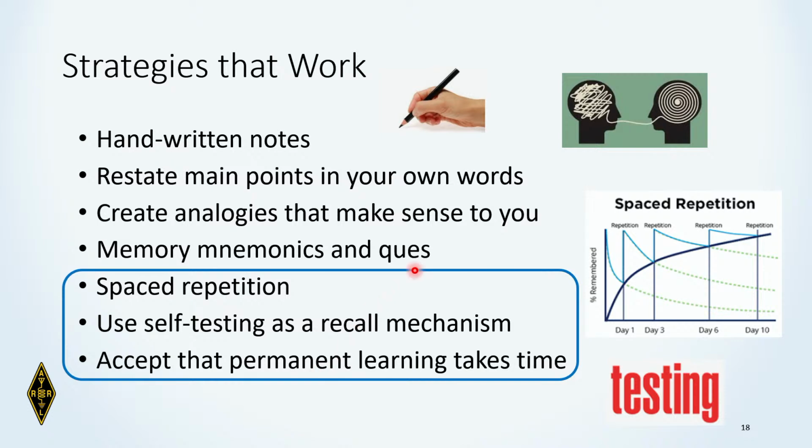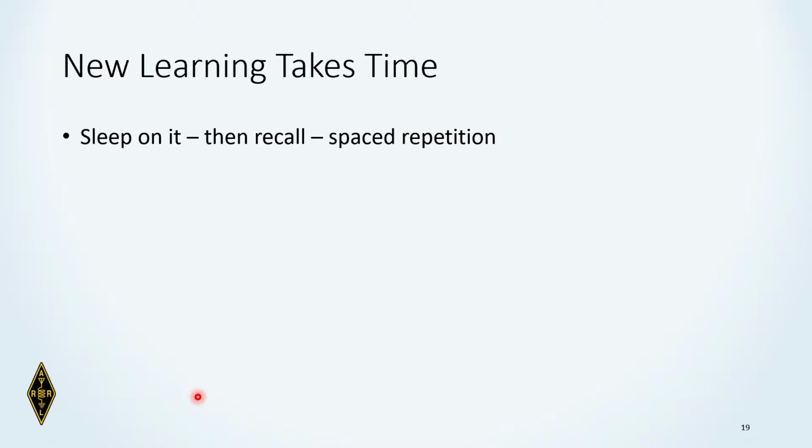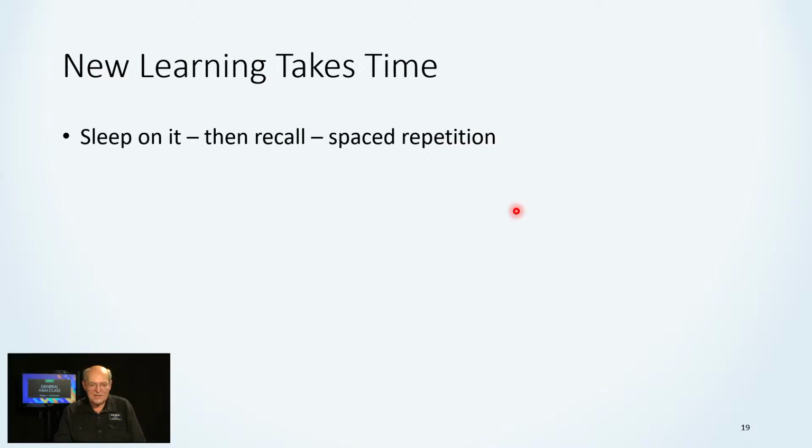So I've highlighted, or blocked these out. These are the 3 keys that will really help you make it. Spaced repetition, use self-testing as a recall mechanism, and accept that permanent learning takes time. So sleep on it, and then recall. That's spaced repetition. The brain is kind of an amazing instrument in that when you sleep, there's an effect that takes place called memory consolidation, where it sorts out the things that you've learned during the day and puts them in some kind of a logical order in your memory, as long as it's repeated regularly.